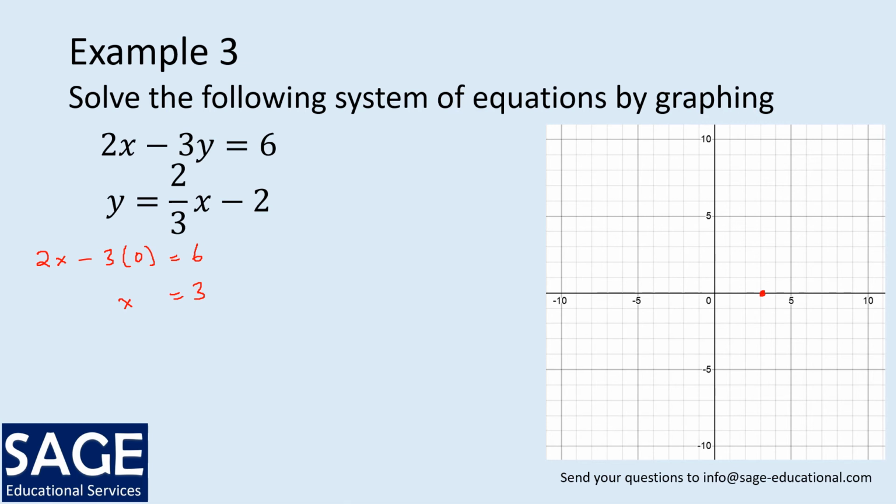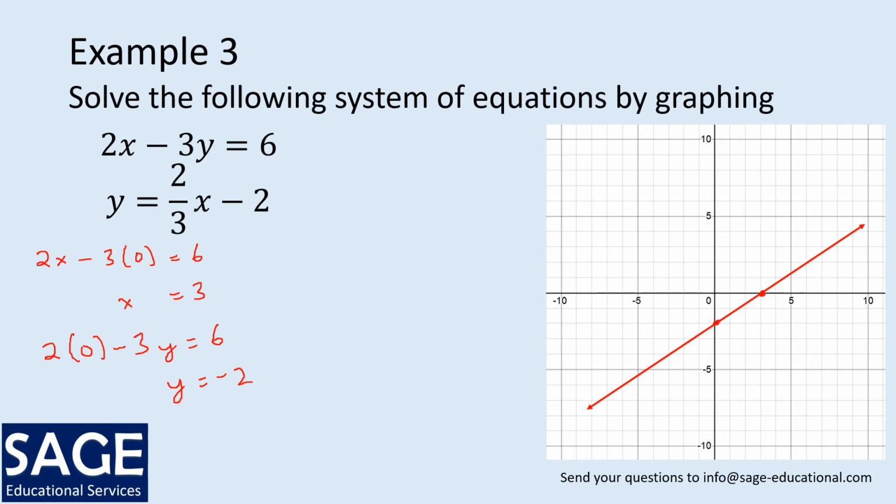And then I can find the y-intercept by making x is equal to 0. And when I solve for y, I get y is equal to -2. So there is my y-intercept. And now I can draw the line that goes through those 2 points. Now let's see if we can draw the second line as well.